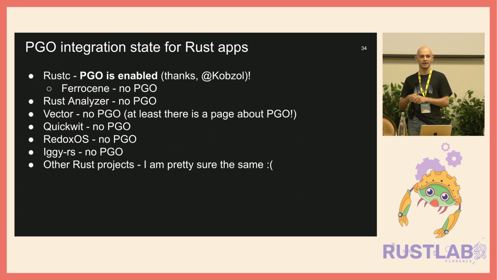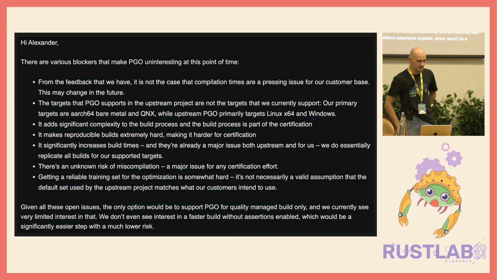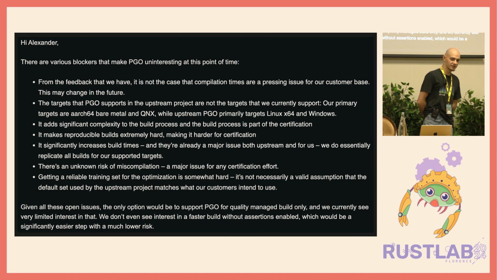The reason they have a dedicated page about building the application with PGO is because I contributed it. That was the only reason. So, this is the answer from the support of the Ferrocene compiler. At first, I tried to convince them to enable PGO in their builds via GitHub. They said that it's not an official sales channel, but I like PGO too much, so I wrote to the contact at sales, and I got this answer.